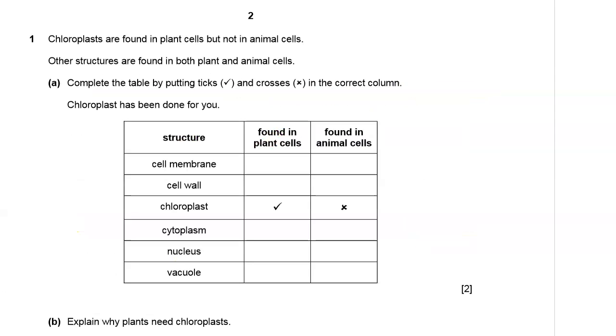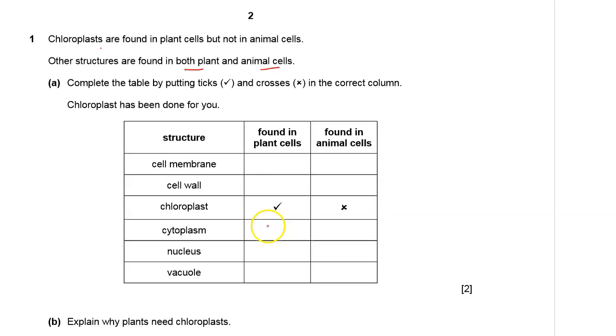Question number 1. Chloroplasts are found in plant cells but not in animal cells. Other structures are found in both plants and animal cells. A. Complete the table by putting ticks and crosses in the correct column. Chloroplast has been done for you.